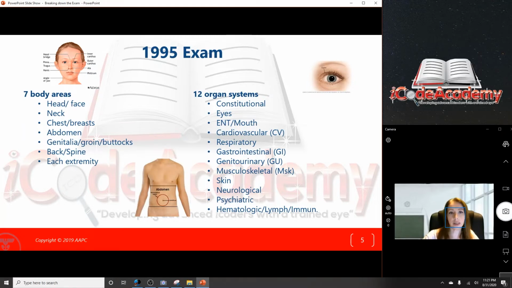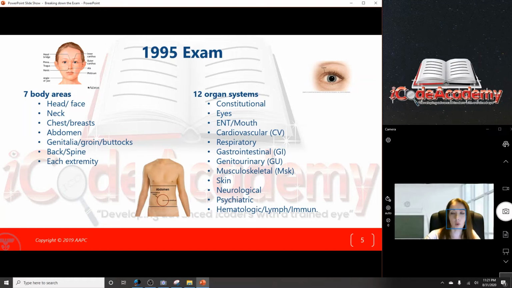Here I've included the 7 body areas for you, as well as the 12 organ systems. And we'll look at those more in depth, as well as elements that we might see in the documentation to support these areas. But starting with the body areas on the left-hand side, you can see that we've got the head, which includes the face, neck, the chest area, which is going to include the breasts, abdomen, the genitalia region, which includes the groin and or buttocks. We have our back and spine, and then our extremities, so our hands, feet, one or both.